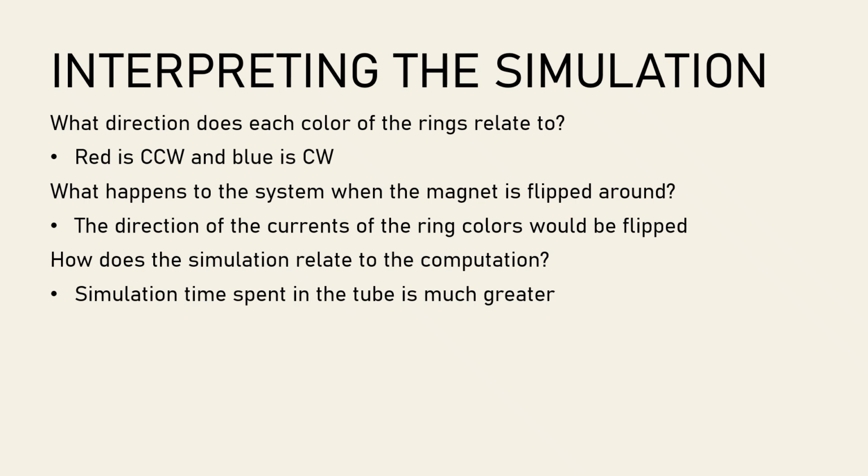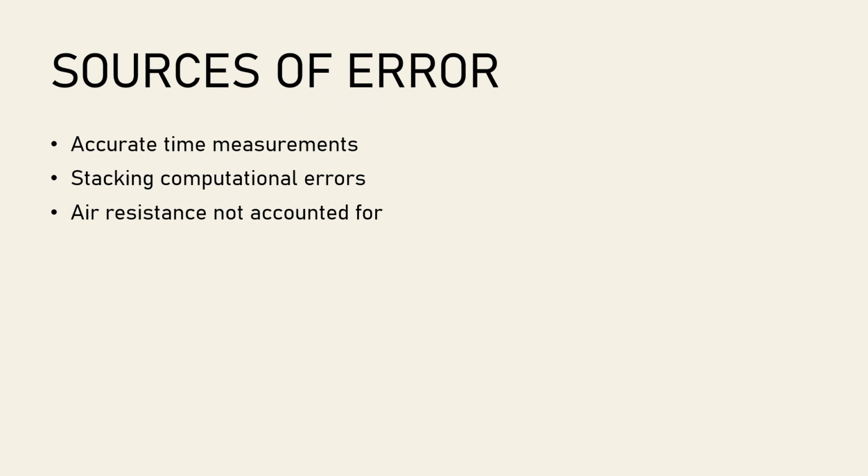And then how does our simulation time relate to the computational time? Again, like I said, the simulation time of the time that the magnet spent in the tube was much greater than the actual computed time in the experiment. That could be for a variety of reasons. So sources of error could be my ability to accurately drop the magnet and measure the time it takes to reach the bottom at the same time. So there could be error there.